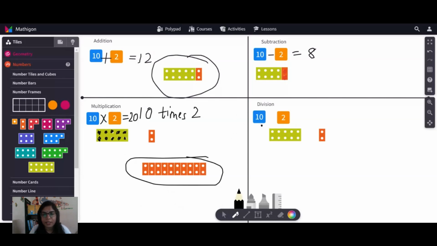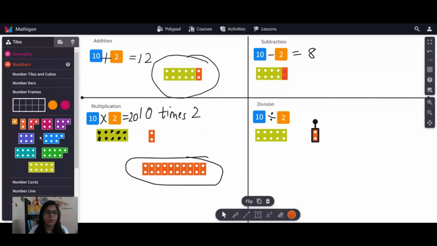Now, how do we represent division? Same 10 and 2 we have taken. 10 divided by 2. Now, 10 divided by 2 means what? Of course, the 10 is there, and of course, the 2 is there. But here the 10 means something different, and the 2 means something different.